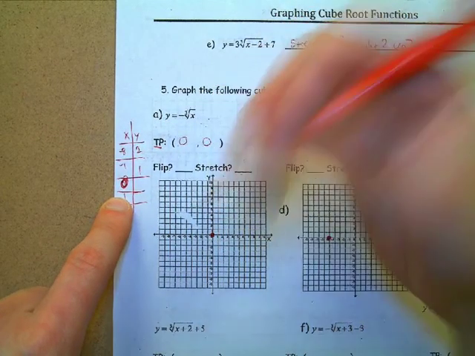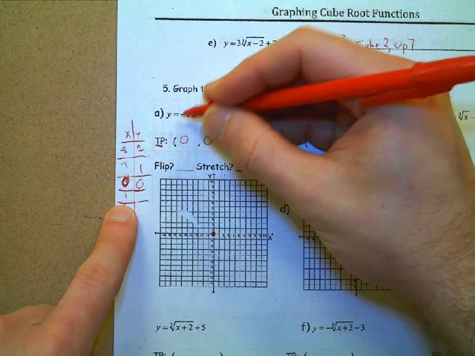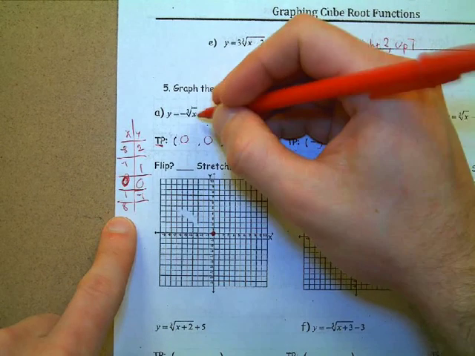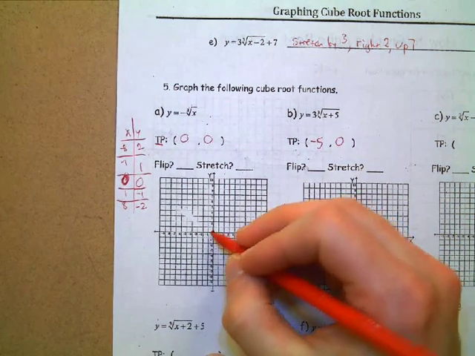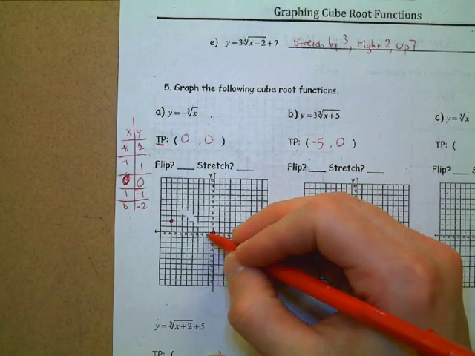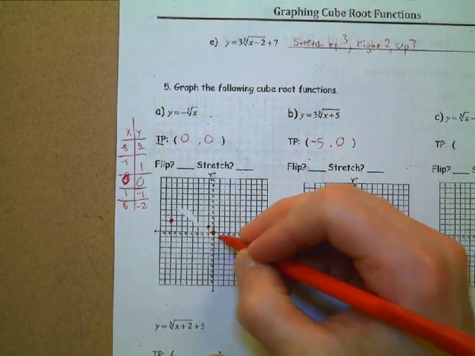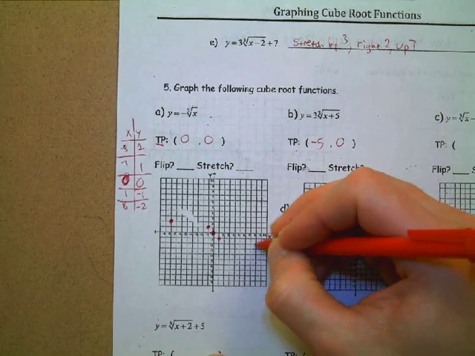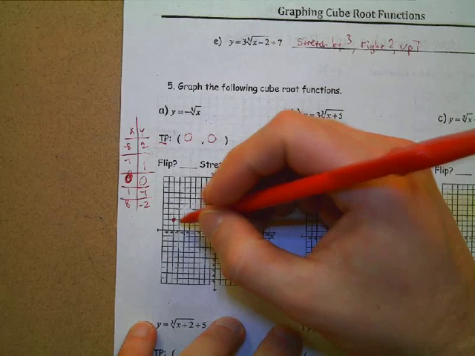Plug in 0. What's the cube root of 0? 0. Negative 0 is still 0. Okay, plug in 1. What's the cube root of 1? 1, but it's negative 1, though, with the negative in front. And then 8 would be a negative 2. Okay, plot all these points here. Negative 8, positive 2 now. Negative 1, positive 1. And then 1, negative 1. And then 8, negative 2.